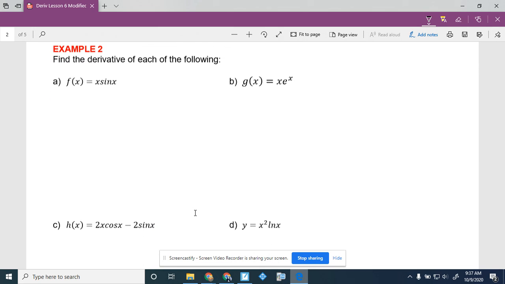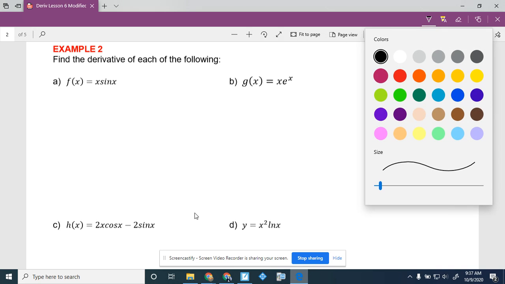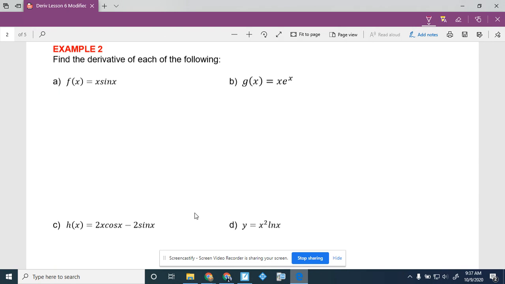All right. Example 2, find the derivative of each of the following. So here we go. Hopefully you just thought about it. What do I have here? This is x times sine x. x is a function. Sine x is a function. That's a product of two functions. There's nothing to distribute there. I can't make this a sum like the problem I just did. I don't have a choice. I have to use the product rule.